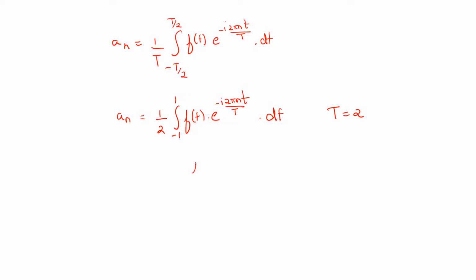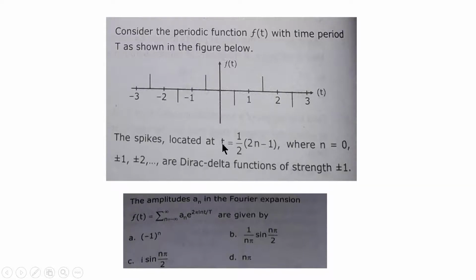F of t from the question is nothing but, we are given the strength of the delta function. So the spikes are at, this is where the spikes are located. So I have to write a delta function of this form wherever the spike is located. So t minus a is a delta function, and a is this term. This notation is confusing actually, so let me say, wherever the spike is located, that point will be a.